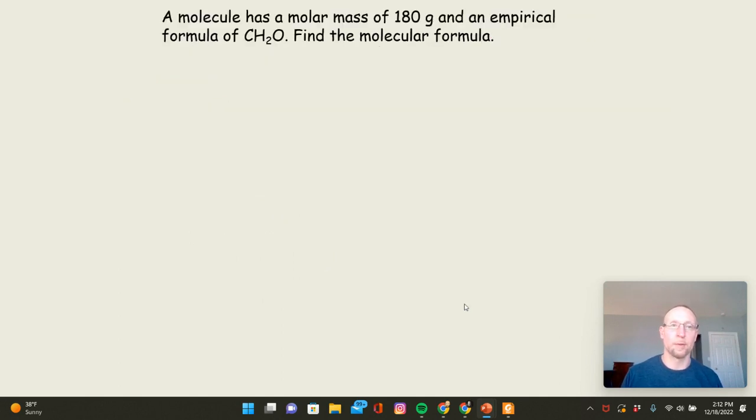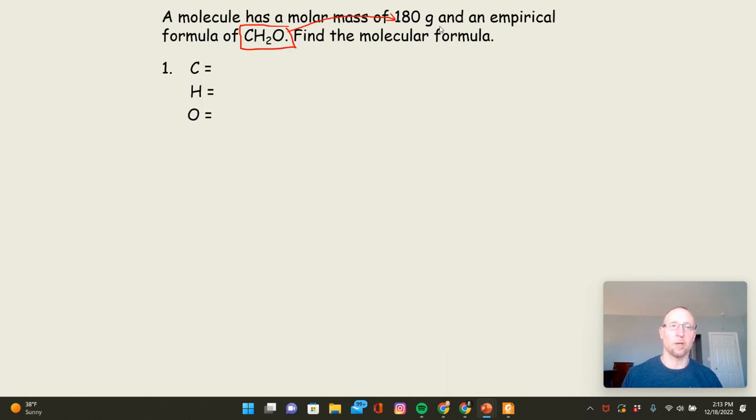So copy this one down. A molecule has a molar mass of 180 grams and an empirical formula of CH2O. Find the molecular formula. So again, same thing. So we want to see how many building blocks it takes to make the whole structure, right? And the whole thing weighs 180 grams, right? So what do I do? Well, first I got to see how much does my building block weigh.